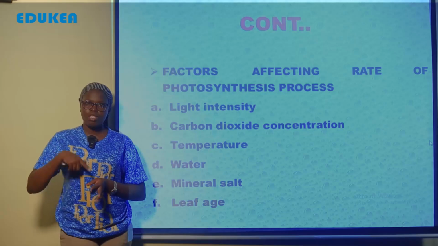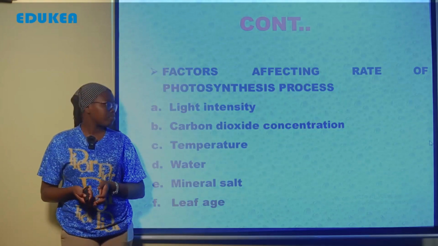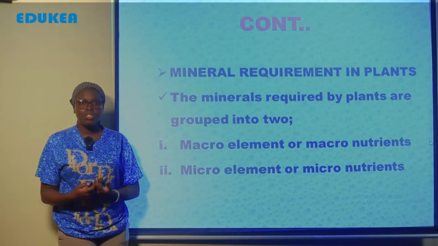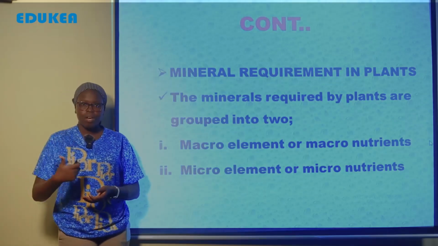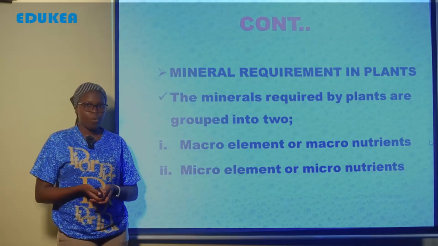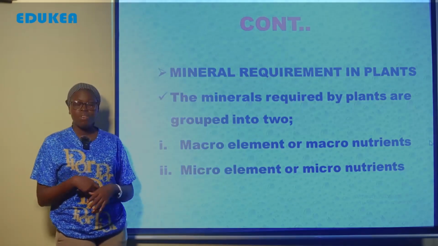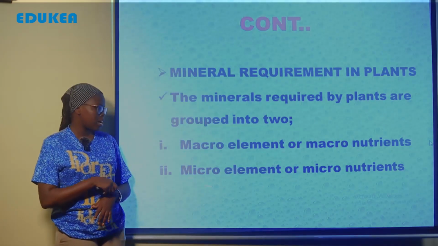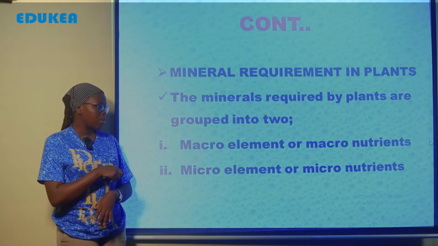Now let us see the mineral requirement in plants. Plants also do require different minerals so as to grow in an optimal or in a required range. So these minerals which are required by plants are grouped into two classes. The first one is macroelements or macronutrients, and the second is microelements or micronutrients. The macro means that they are required in large quantity, while micro means that they are required in smaller quantity.